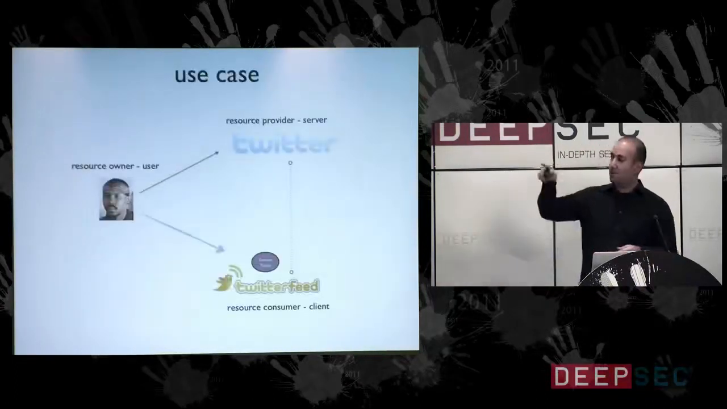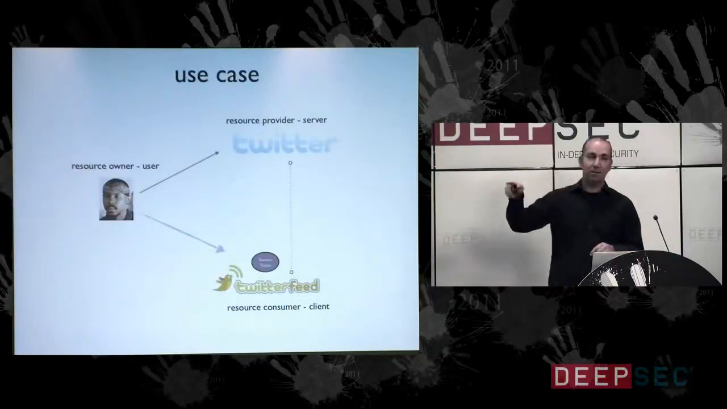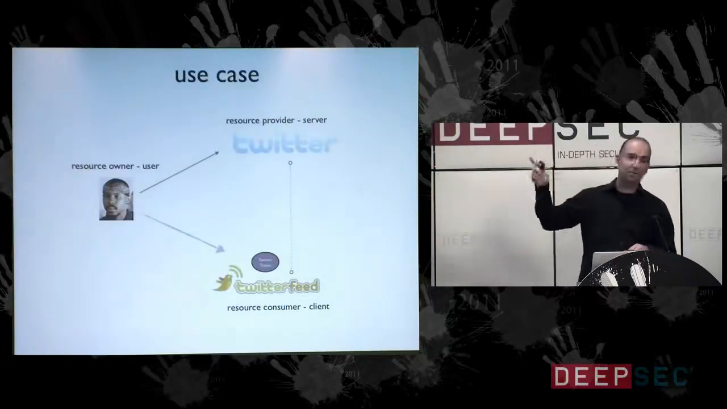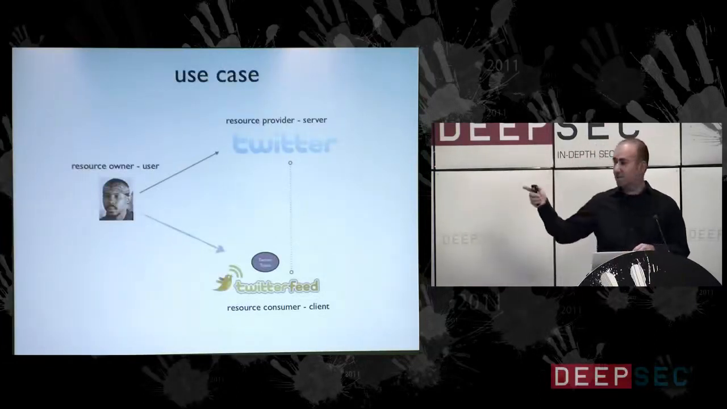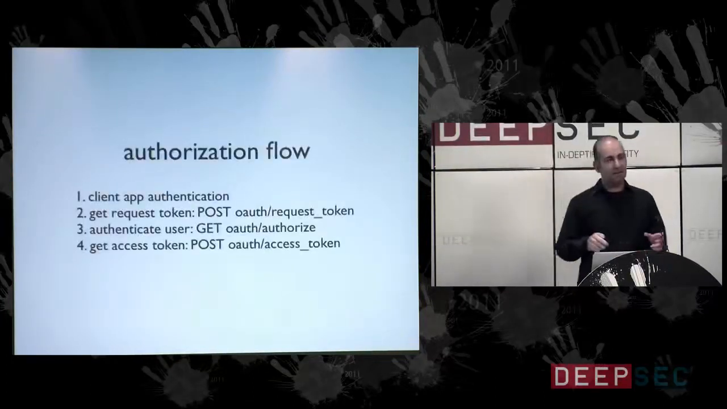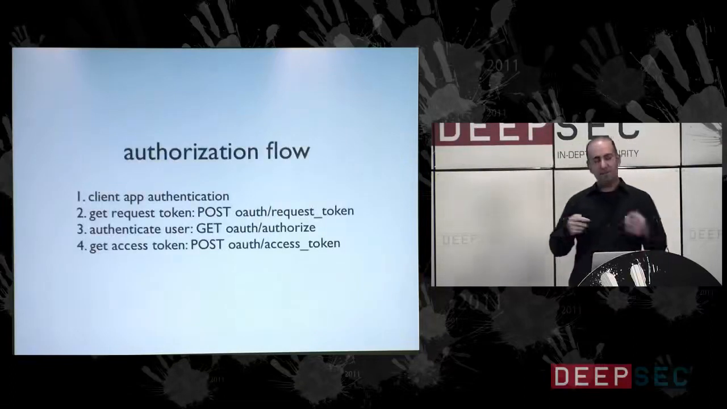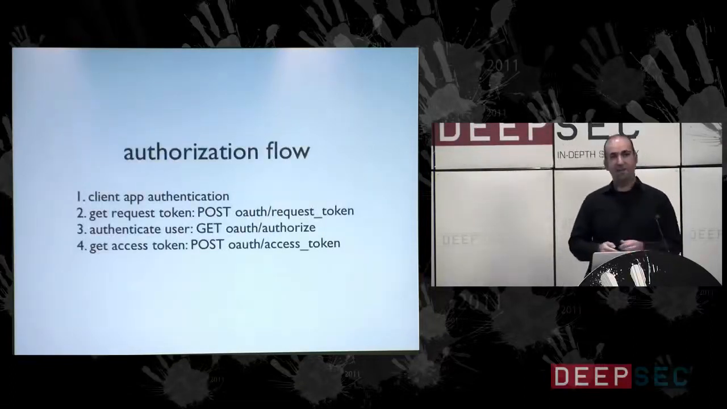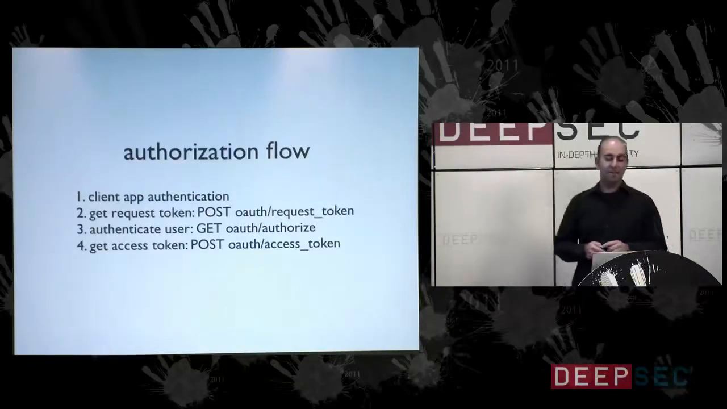So applying this terminology to the typical flow, we have the user, which is Avon, we have a server, which is Twitter, and then we have a client, which is Twitter feed. A typical OAuth flow is a bit involved, but here we simplified it to 4 separate steps. I'm assuming if you really want to get under the hood, you can do some research and find out all the transactions that are going on behind the scenes.